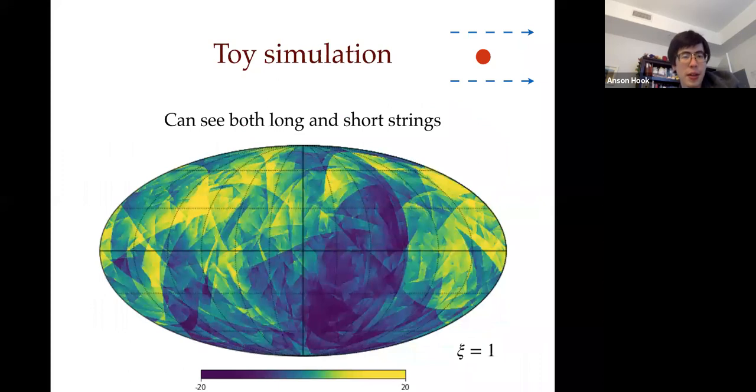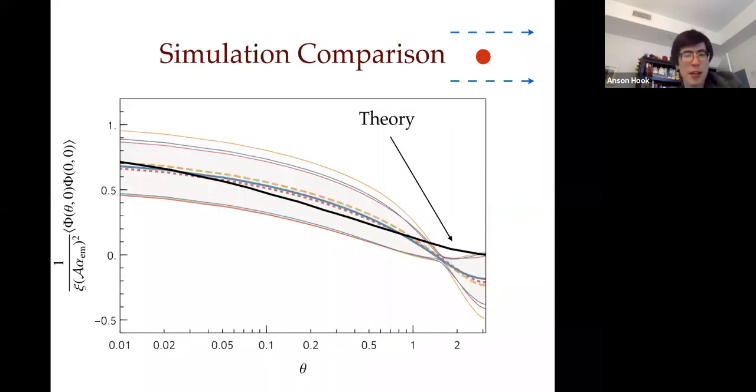And what I'm showing here is a comparison between the numerics and the analytics. For reasons we don't really understand, they seem to agree very well. I don't know why, because they're very different. One is infinitely long straight strings, the other is sort of a circle. But somehow they agree, at least for small angles, pretty well. This black line is the theory. They differ at large angles.